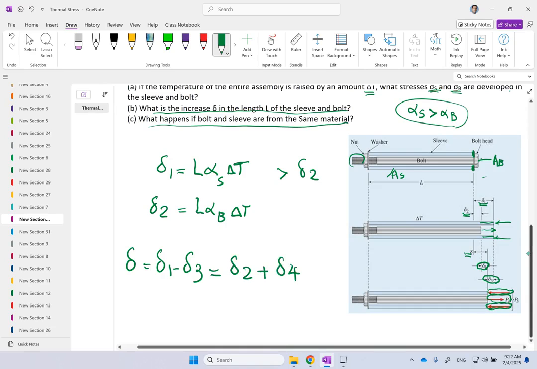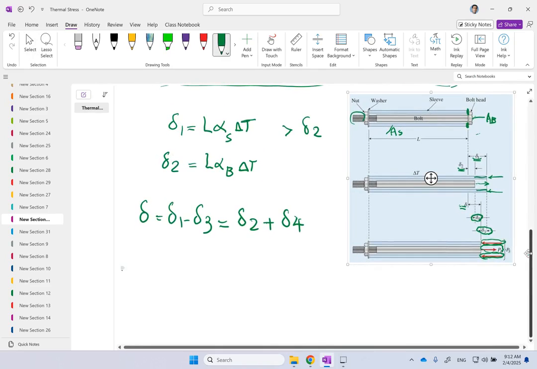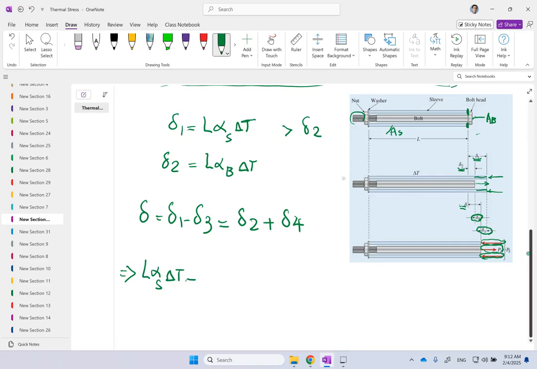So if we move on, now delta 1, there is a formula for that. Delta 1 we have, L alpha S delta T. The question is, what is delta 3? Delta 3 comes from the force PS. So we have to divide the PS force by the cross-section AS. That will give you sigma, correct? And then multiplied by what? Multiplied by L divided by E. So that is sigma divided by E, that's epsilon, multiplied by L.